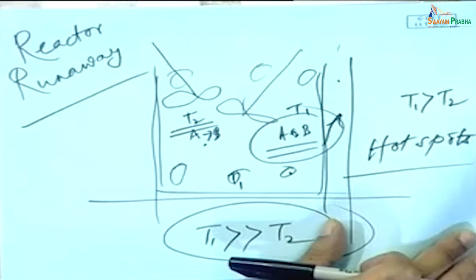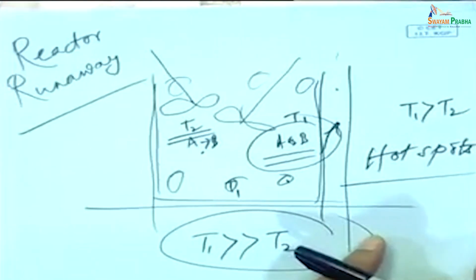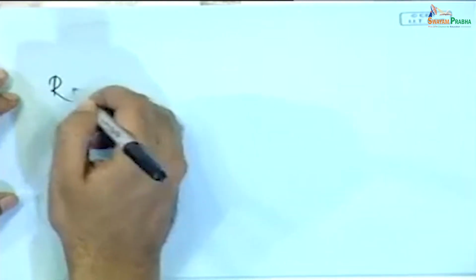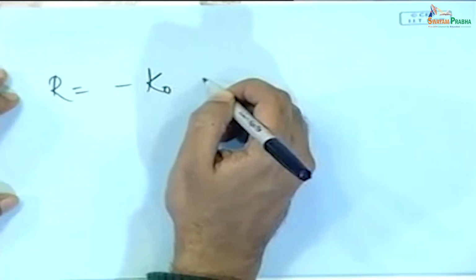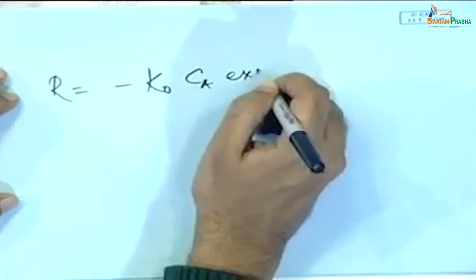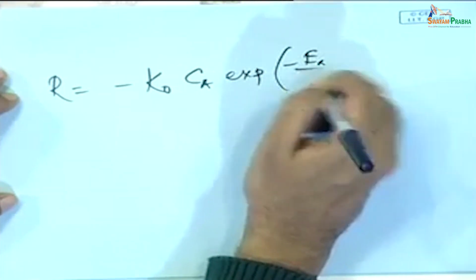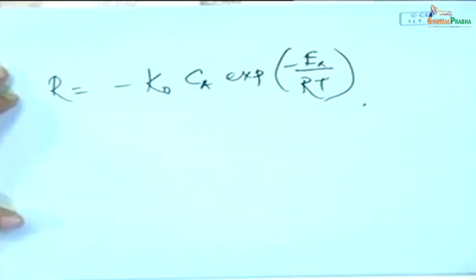So let me go a little bit more into the detail at this point of time. If I take a reaction like this, okay, r equals minus k naught Ca exponential minus E over RT. So I take a reaction rate like this.